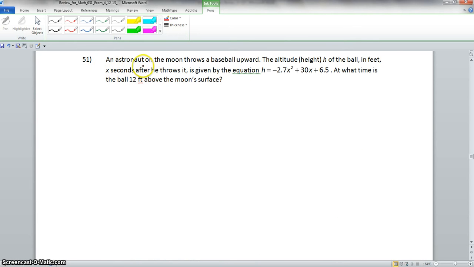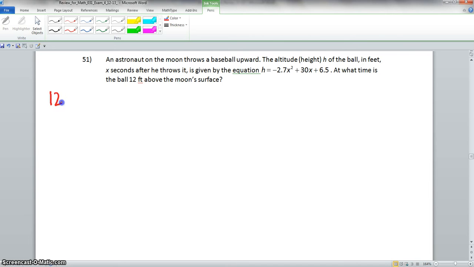Problem 51. It says an astronaut on the moon throws a baseball upward. The altitude, height, h of the ball in feet, x seconds after he throws it is given by the equation h equals negative 2.7x squared plus 30x plus 6.5. At what time is the ball 12 feet above the moon's surface? So we will substitute in 12 for h.